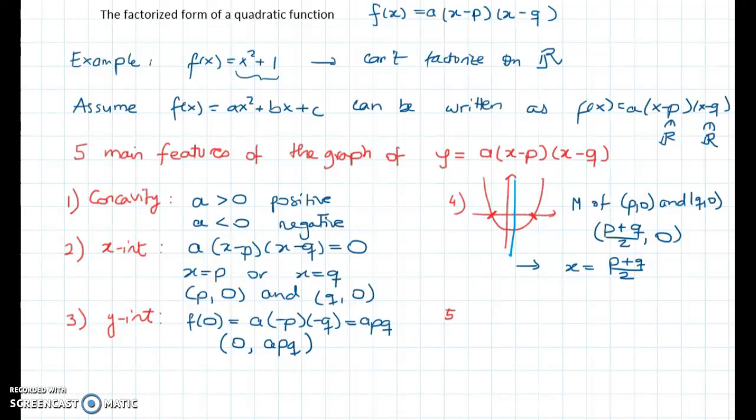And the last feature we need to find is the vertex. I didn't write it here, we will find it on the axis of symmetry. And remember, the axis of symmetry should always be written as an equation because it's a line. You can't answer just p plus q divided by 2. We're talking about a line, so you have to give the full equation of the line. x is equal to p plus q, all divided by 2.